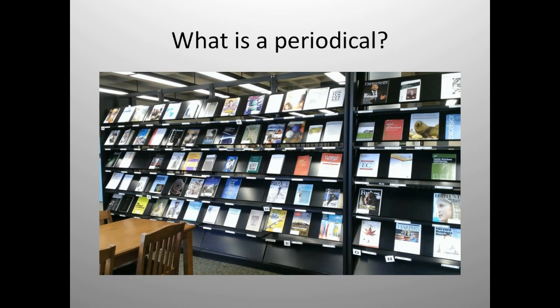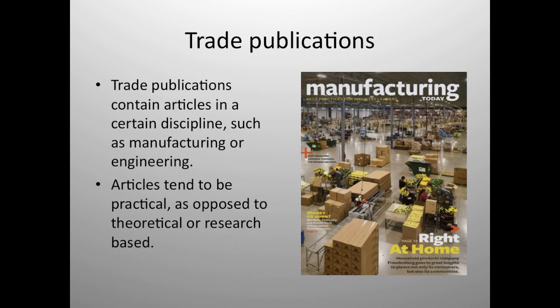A periodical is any publication that is published at regular intervals: daily, weekly, monthly, or quarterly. Magazines, newspapers, journals, and trade publications are all periodicals. So how do you distinguish between them? Trade publications contain articles in a certain discipline, such as manufacturing or engineering. The articles tend to be practical. Some are best practice articles, and they are not theoretical or research-based.